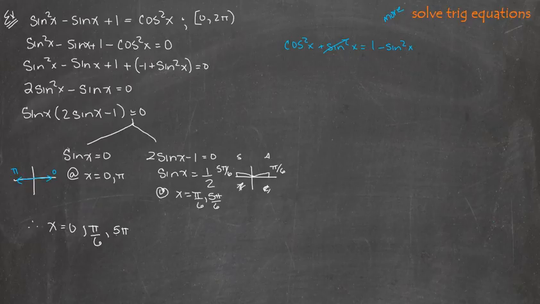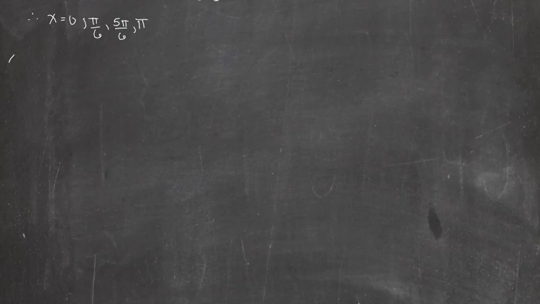I don't know if you've noticed, but all my examples seem to have pi over 6 as the reference angle. That's not on purpose. I'm just picking examples from the book kind of randomly.